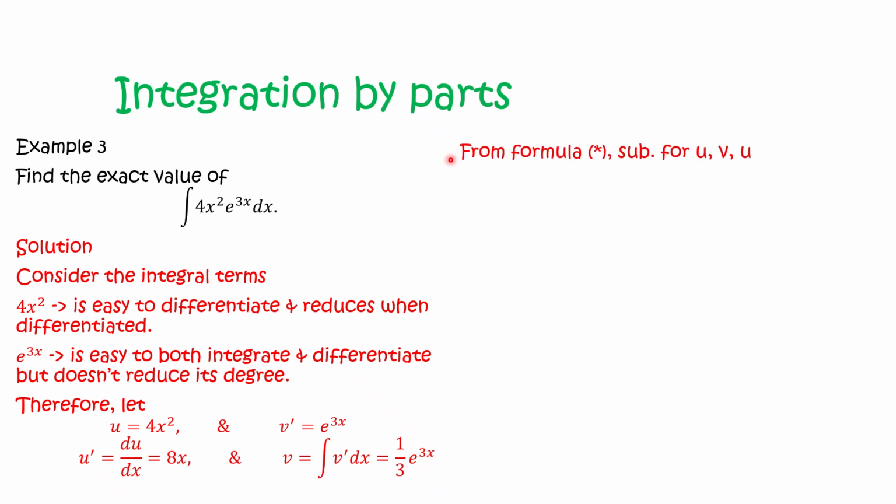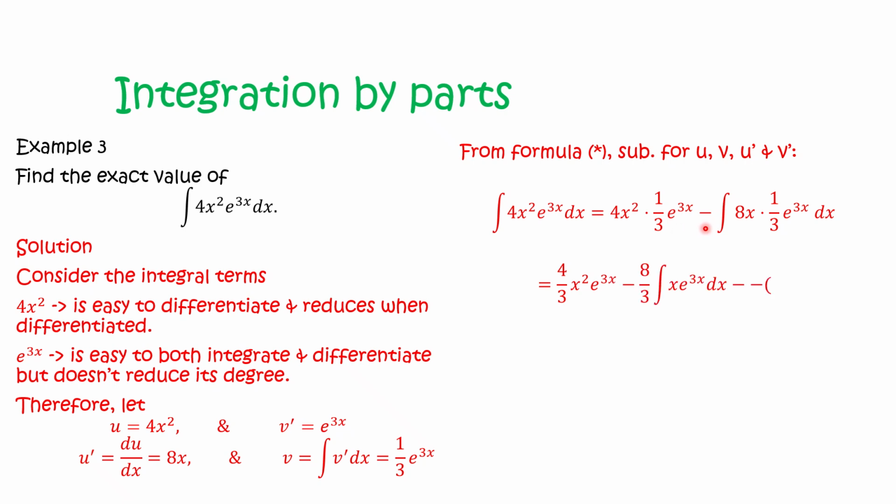Now with that, from formula star, we can substitute for the uv, u prime, and v prime. In doing so, we are going to get 4x squared times 1 over 3 e to the 3x, because the 4x squared is the u, and the 1 over 3 e to the 3x is the v, minus the integral of u prime, which is 8, times v, which is 1 over 3 e to the 3x dx.